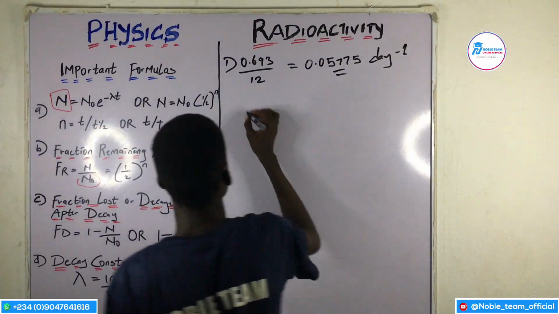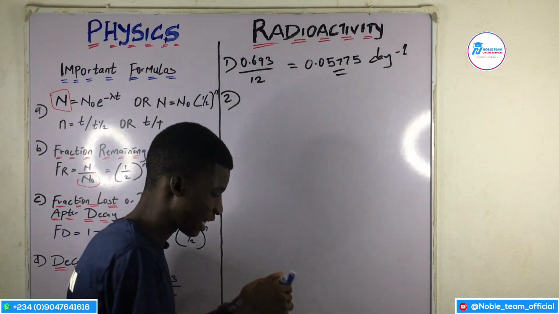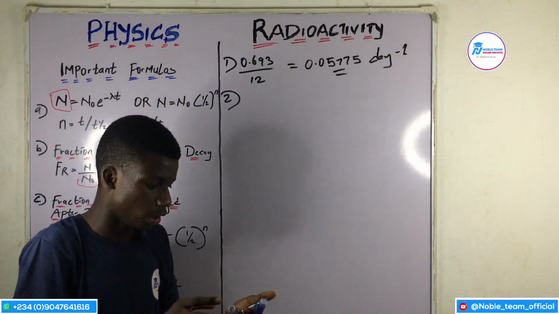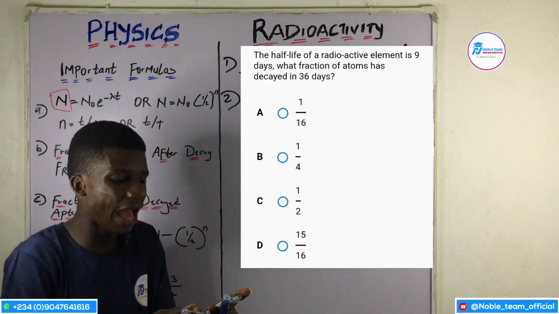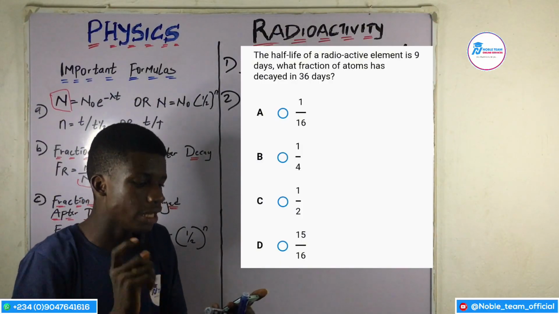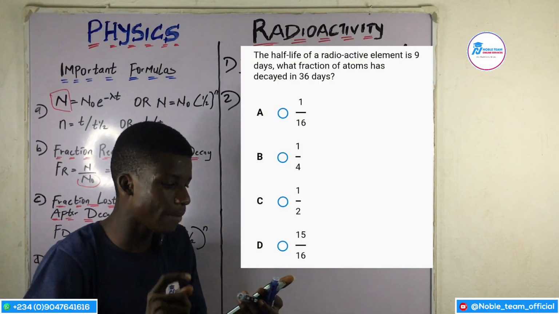Now the next one is question 2. Listen attentively, we are just starting. So question 2, they said the half-life of a radioactive element is 9. The half-life of a radioactive element is 9.